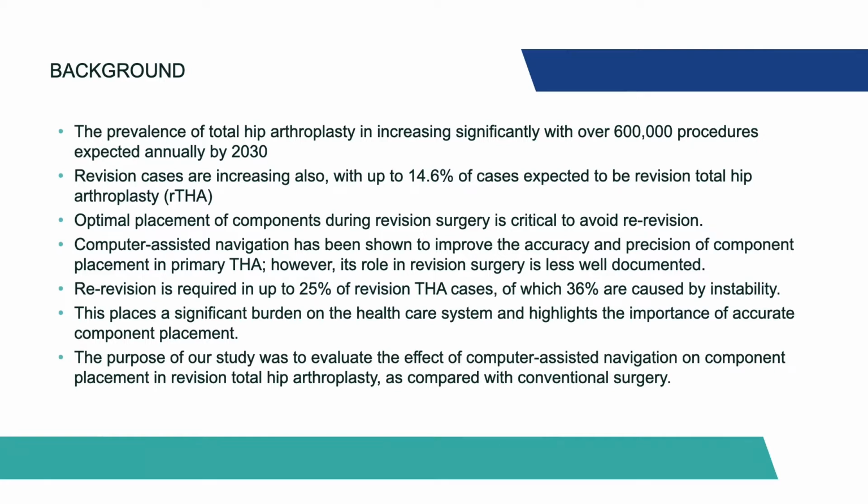Optimal placement of component position, whatever that may be defined as, during revision surgery is critical to avoid re-revision. Computer-assisted navigation has been shown in some limited studies to improve the accuracy and precision of component placement in primary total hip arthroplasty. However, its role in revision surgery is much less well documented. Re-revision is required in up to 25% of revision total hip arthroplasty cases, of which 36% are caused by instability. This places a significant burden on the healthcare system and highlights the importance of accurate component placement.